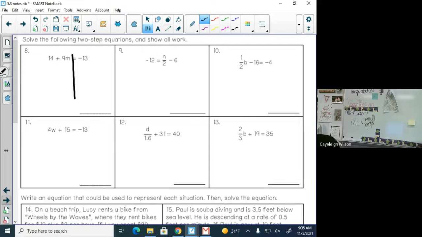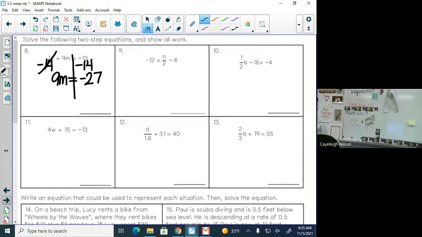Positive. So to move it to the other side, I would subtract it, because I've got to make sure that it cancels out. Whatever I do to one side, I'm doing the same to the other side to keep them equal. So ask yourself, 14 minus 14, do those cancel out? Yeah, because 14 minus 14 is 0. So that's 9m equals negative 27.